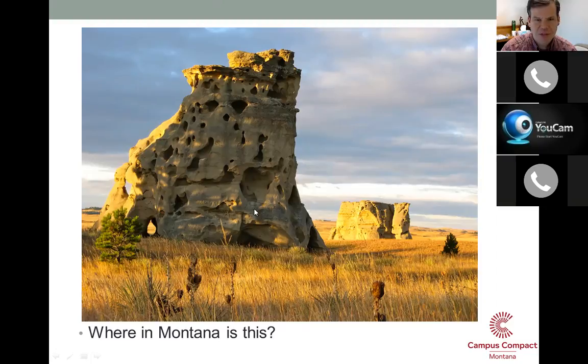This is also in southeastern Montana. This is a Montana state park called Medicine Rocks, which is down by Ekalaka, Montana. Out east. Thanks, Kevin. On the prairie. Yes, in that part of the state.